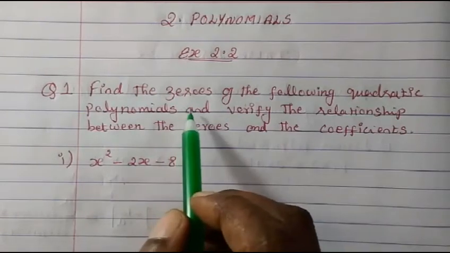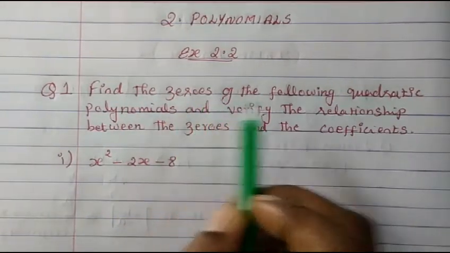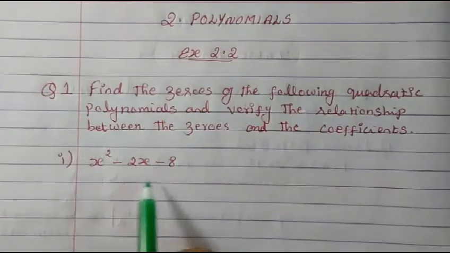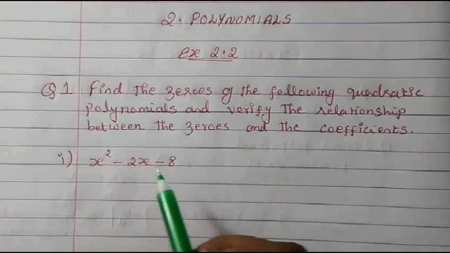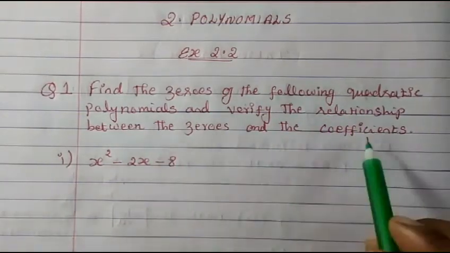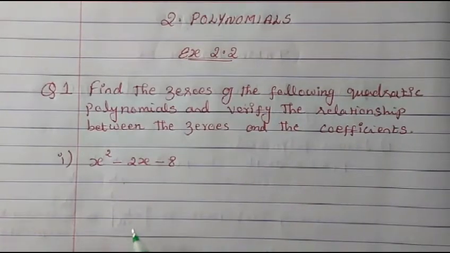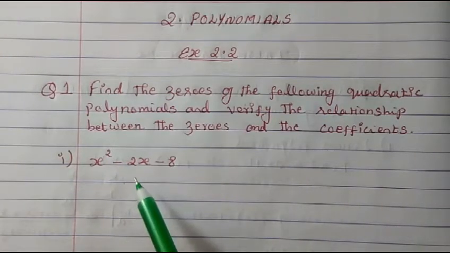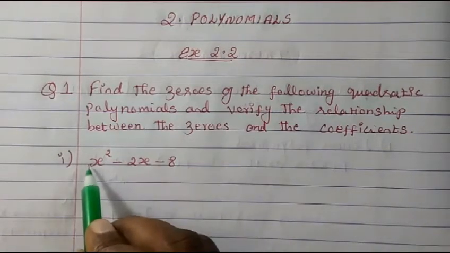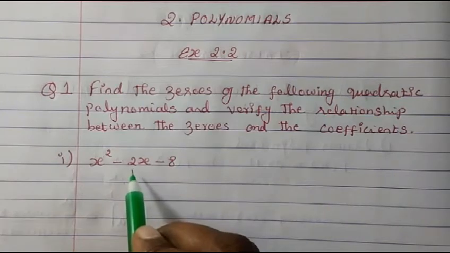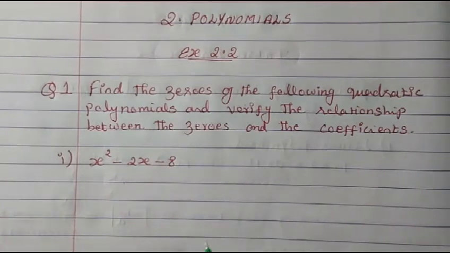So first we have to find the zeros of the quadratic polynomial that is given to us. Then we have to verify the relationship between the zeros and the coefficients. You already studied the zeros in the introduction part, I have explained to you. So first you have to factorize and get the factors, that is the zeros of the polynomial. And then you have to verify that with the coefficient of x square and coefficient of x. And then here we have the constant term, so that we have to find out.